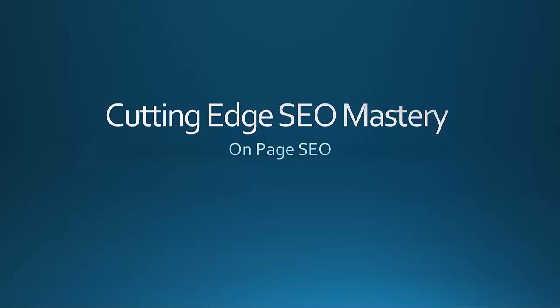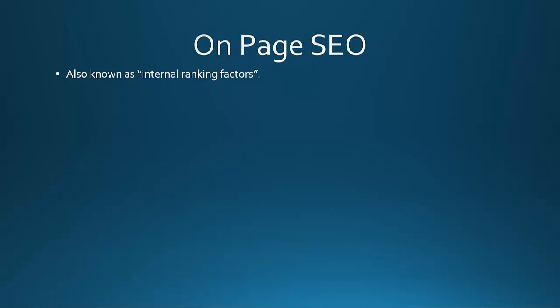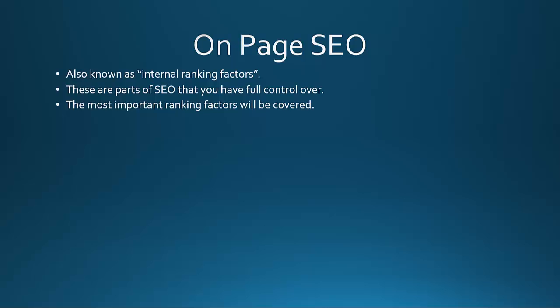In this video, we will be discussing on-page SEO. On-page SEO is also known as internal ranking factors. These are parts of SEO, or search engine optimization, that you have full and total control over. These are areas of your SEO strategy where you can easily overtake your competition, where you can do stuff on your own website to improve how it ranks and how Google sees your website.